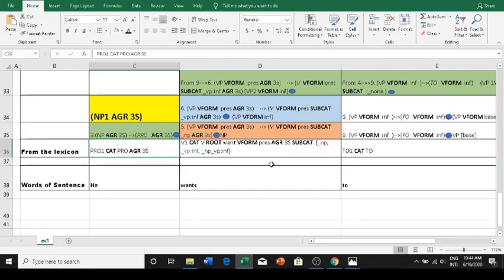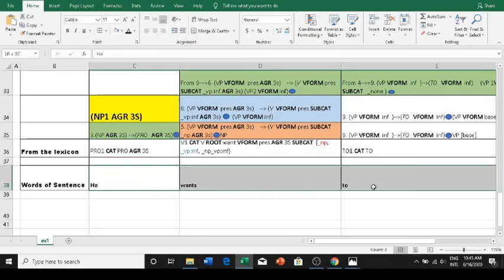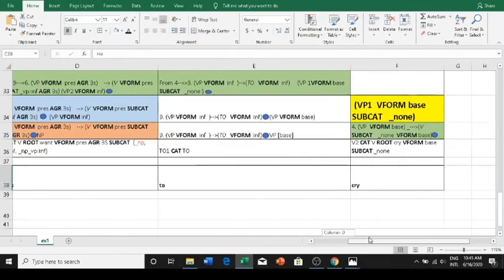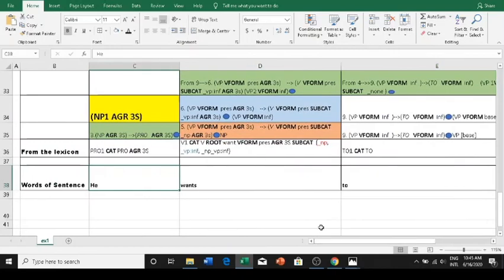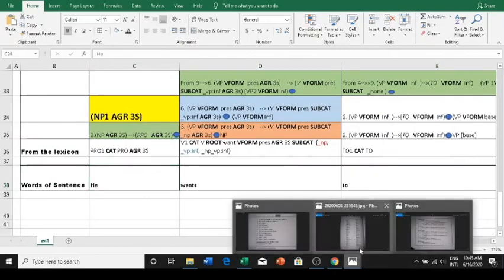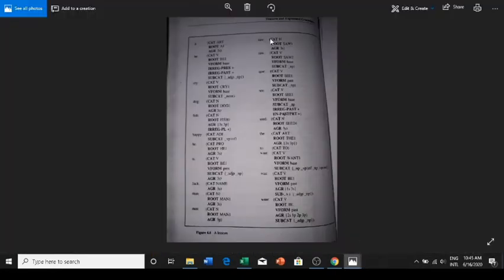Now we will see how we can parse a sample sentence using augmented grammar using the table introduced earlier. As a first step, you have to write the sentence in the bottommost row, word by word in each column. Once that is done, what you need to do next is look up the lexicon.